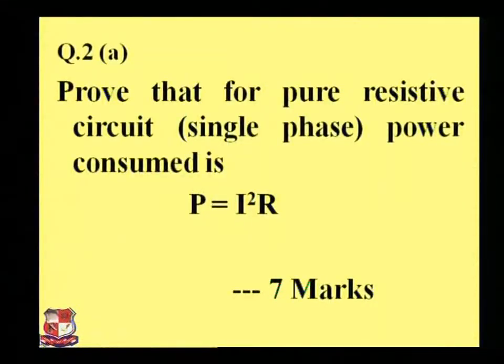The next question, question number 2a, prove that for a pure resistive circuit, this is for only single phase, not for three phase, the power consumed for that circuit is P equals I square R. This is the common equation for the power dissipated from the circuit, but we have to just prove for the pure resistive circuit why it is P equals I square R.